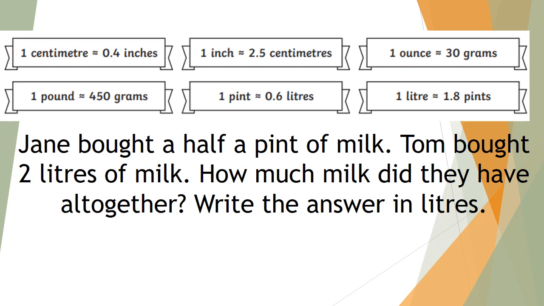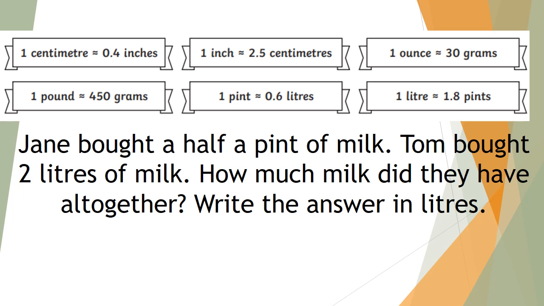Jane bought half a pint of milk. Tom bought 2 litres of milk. Stop there. Find the box where we're comparing those 2 units of measure, a pint and a litre. Find that box, and you might find more than one. Excellent. How much milk did they have all together? Write the answer in litres.